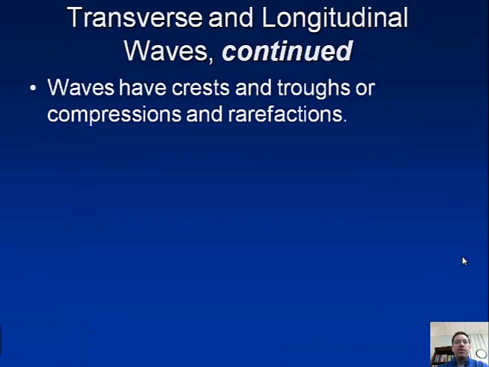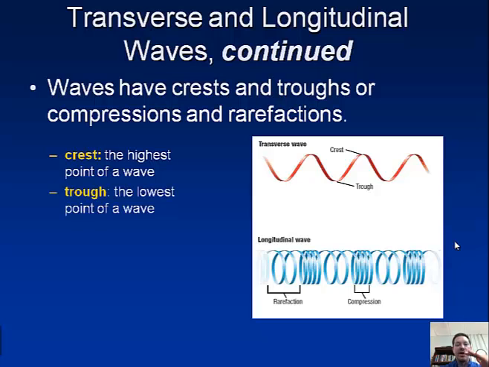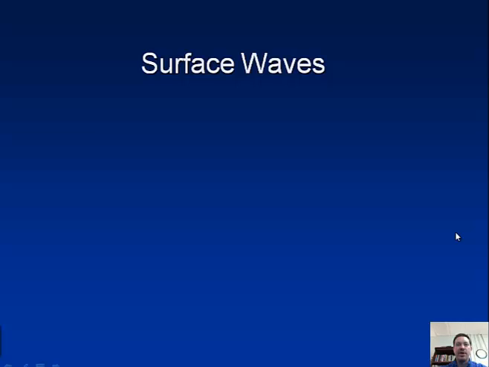We can talk about the properties of waves. Waves have crests and troughs, or we can call these compressions and rarefactions. Here we've got an example of transverse waves where the crest is the top of the wave and a trough is the bottom. We don't have these crests and troughs in a longitudinal wave. Where the springs, for example, or the waves come together, they're compressing, so we call it compression. Where they're spread out, this is called rarefaction. Crest is just the highest point, trough is the lowest point. Compression is the crowded areas of longitudinal waves, and rarefaction is where the stretched out parts of the waves are.